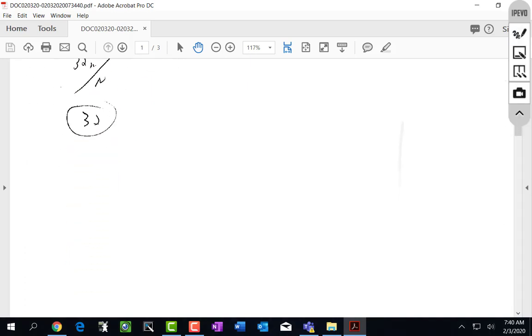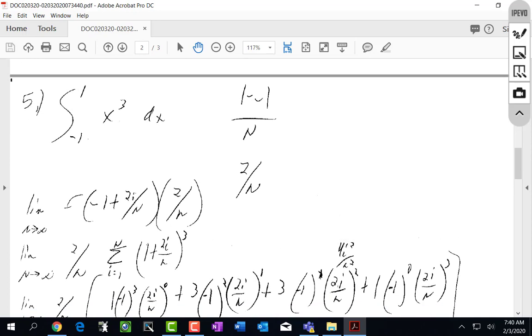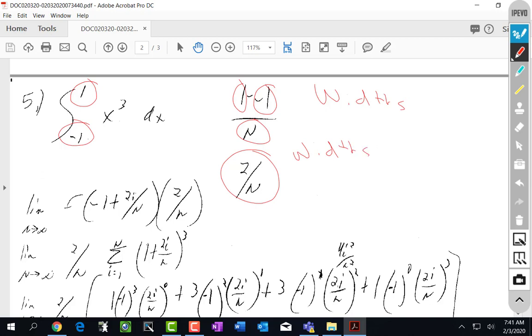Okay, when I look at this next one, number 5, I've got the integral from negative 1 to 1 of x cubed dx. So first, again, I'm going to find my widths. To find my widths, I take these two numbers, subtract them, and put that all over n. And so 1 minus negative 1 is going to be 2, so I get 2 all over n for my widths. Now to find my lengths, I'll substitute right into the formula.